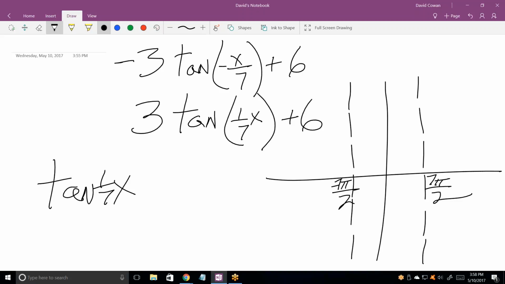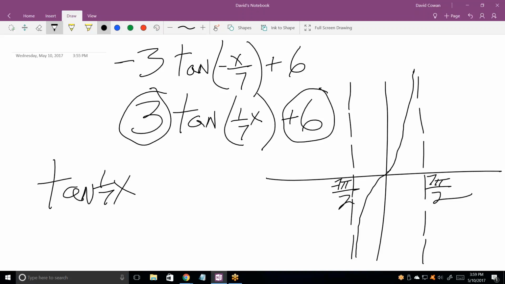In other words, when the coefficient inside the parentheses is less than 1, it acts as a stretch, not a compression, not a squeeze. Okay? So the tan of 1/7 x would look like this. Just like the tan of x, only spread out horizontally. Now, the other two adjustments, the 3 and the 6.